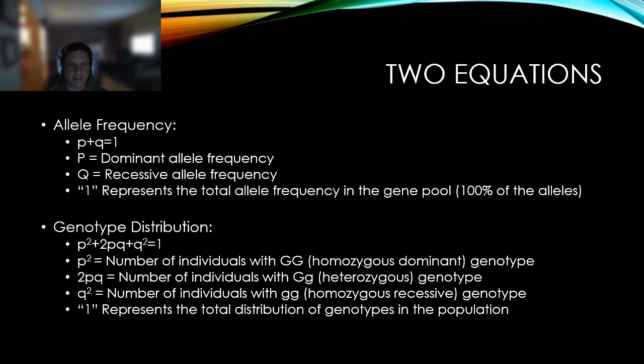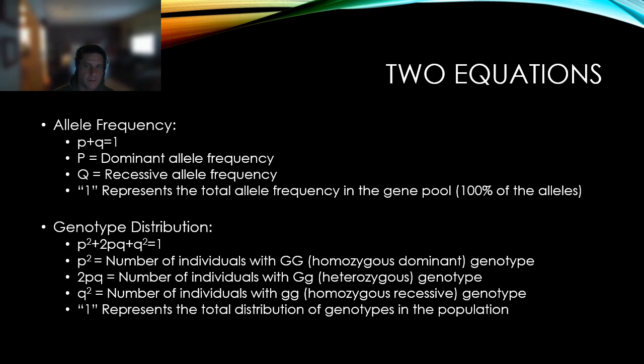So the second equation is for genotype frequency and genotype distribution, and that's p squared plus 2pq plus q squared equals 1, where p squared is the number of individuals with homozygous dominant genotypes, 2pq is the number of individuals with heterozygous genotype, and q squared is the number of individuals with homozygous recessive genotype. And in this equation, 1 represents the total distribution of all genotypes in the population.